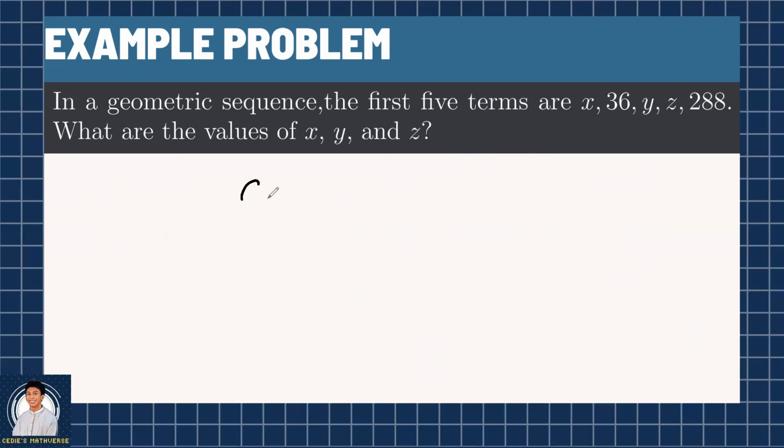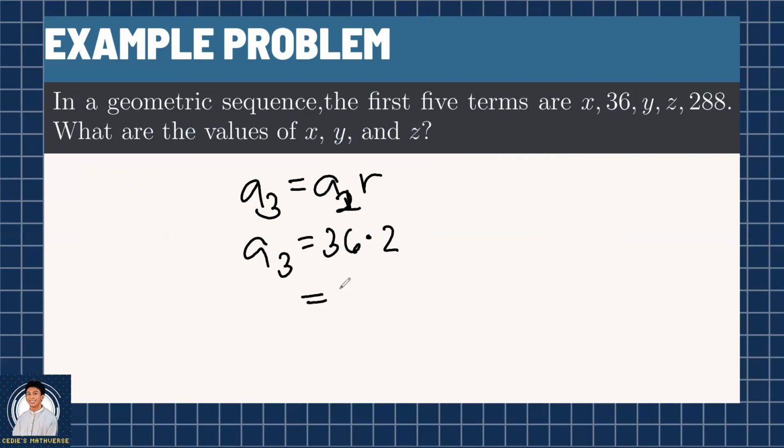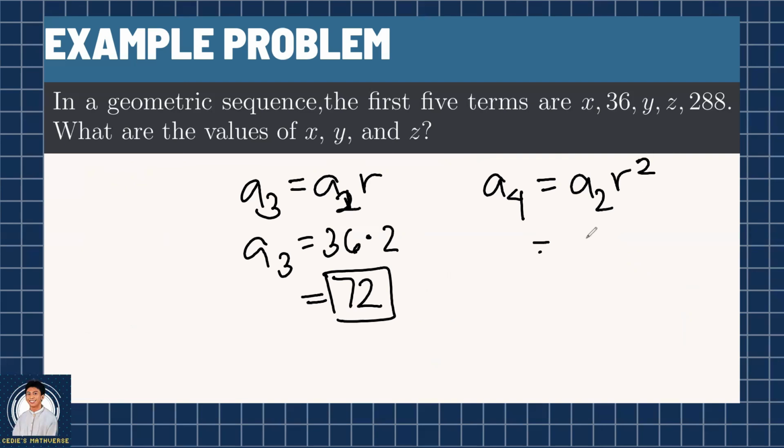Then a sub 3 is equal to a sub 2 multiplied by r. Then a sub 3 equals 36 times 2, which is 72. Lastly, a sub 4 is equal to a sub 2 multiplied by r raised to 4 minus 2, so r squared, which is equal to 36 times 2 squared equals 144.